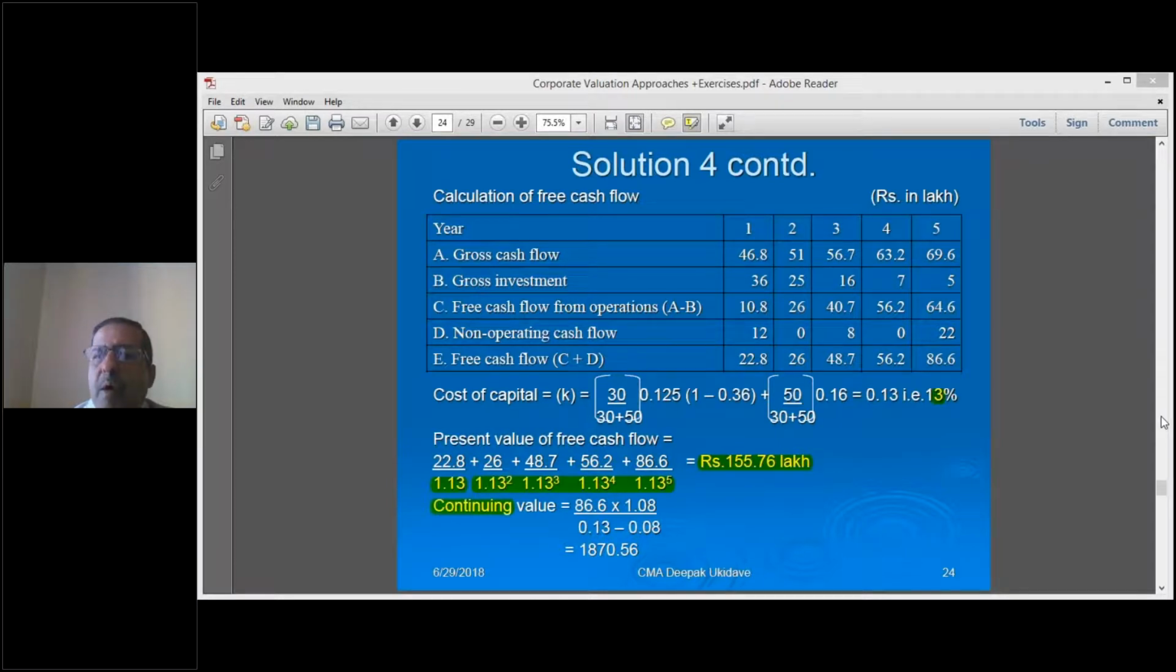Okay. All of you please check the calculation and confirm to me that you are getting 155.76. I cannot proceed unless you confirm that you are getting this 155.76 by discounting these future cash flows, FCF, to the present value. This is the method we are using, FCFF. Once you confirm that you are getting 155.76 by calculating all these workings, then only I can go to the next step, and that is continuing value.